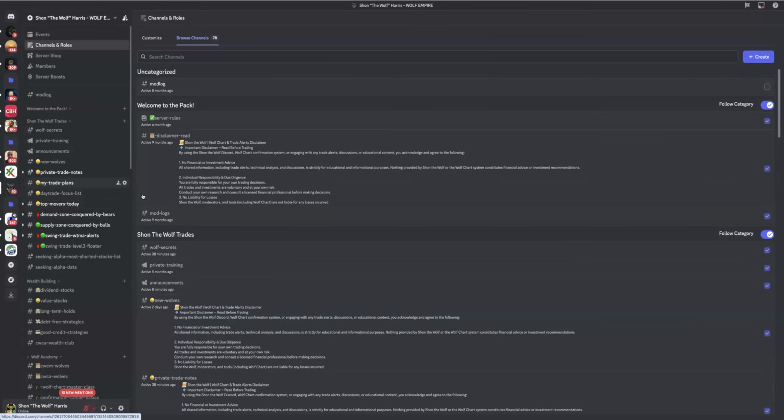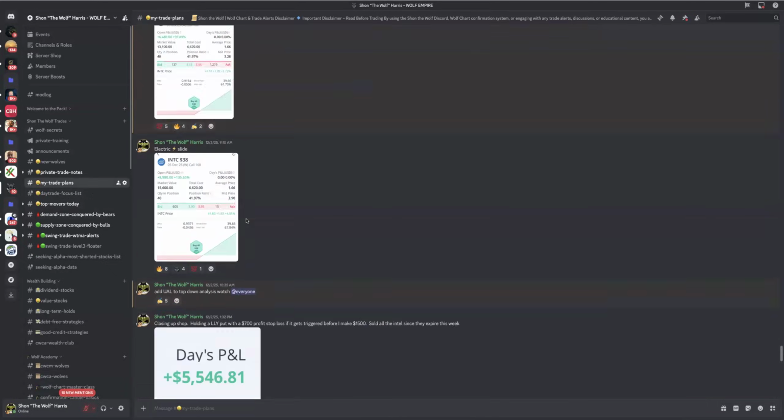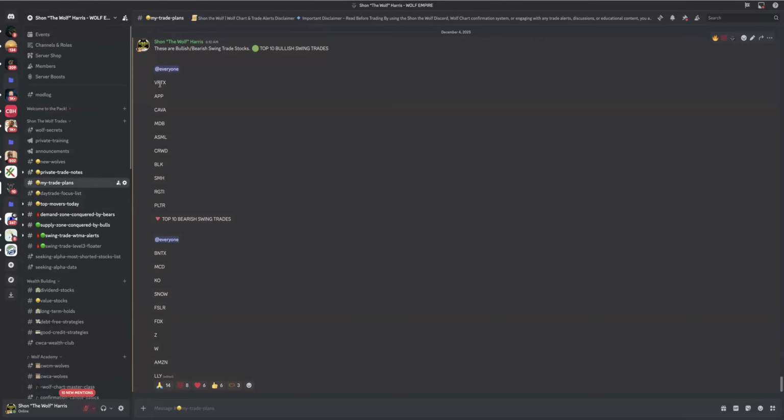Now, back to this tab. These are the lists I add here. When I say these are bullish and bearish swing trade stocks, for a swing trade you want to go through these stocks. I gave these out this morning, and you want to do your trade plan for them. I may start attaching this into the Discord, but for now I'm going to put the list in here like this.